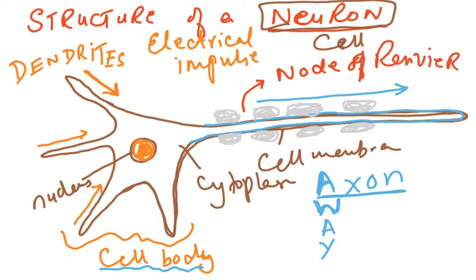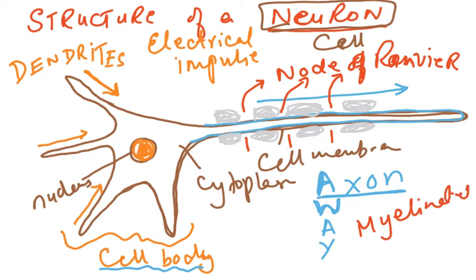So the node of Ranvier is where there is no myelin sheath. This would be the node of Ranvier, this would be the node of Ranvier. We have these nodes of Ranvier here, and of course there would also be nodes of Ranvier here, and here. And these are then called myelinated axons. But there are, of course, a large number of non-myelinated axons as well.